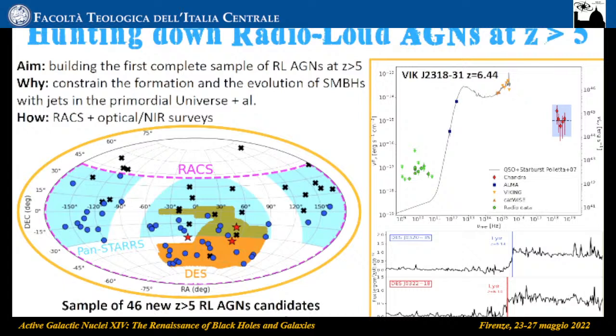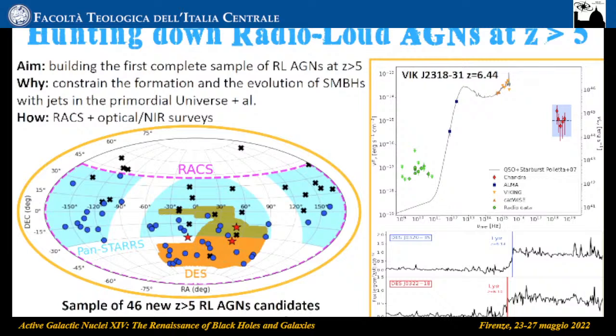Okay. So in this poster, I'm trying to summarize the project that we are currently doing. Basically, we're trying to expand current samples of radio-loud AGNs at redshift above 5, where only 20, 30 sources are known. In particular, we want to do this in a statistical way in order to have a statistically complete sample.